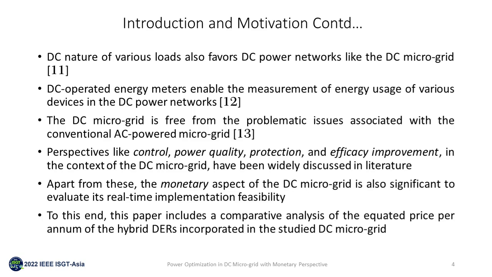Then, various loads in different walks of human life are also available in the DC form, and the DC operated energy meters enable the measurement of energy uses of various devices of a DC power network in the DC form itself. So, the DC microgrid is usually preferred over the AC microgrid. Additionally, the DC microgrid is free from problematic issues like skin effect, proximity effect, synchronization, and reactive power, which are usually associated with the conventional AC powered microgrid.